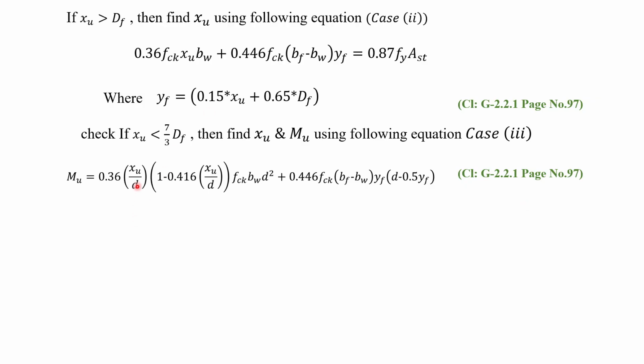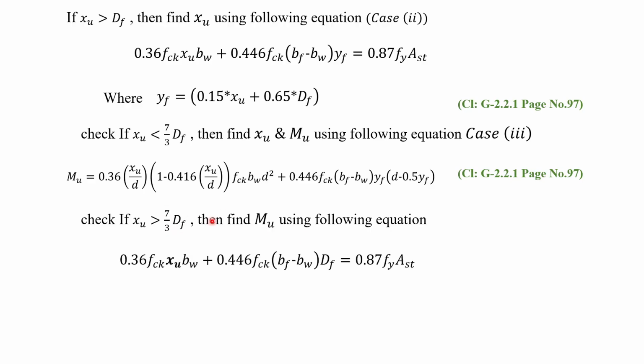Here, the xu value whatever we got, we need to substitute along with the effective depth, and we know the width of the web and the width of the flange, and yf. Substituting this, we will get the moment of resistance. In a case where, after getting the xu value from here, xu is greater than 7/3 Df, then we need to use the following equation.